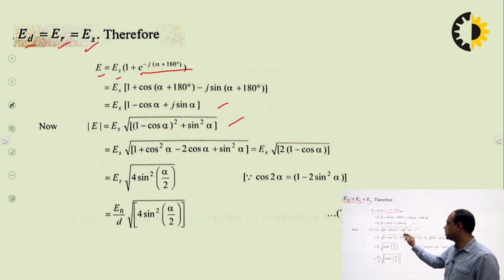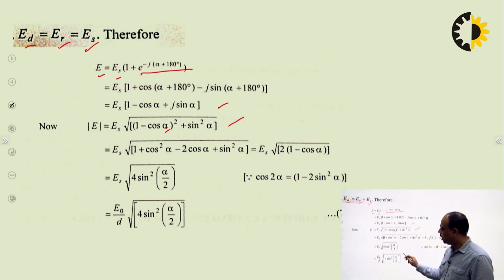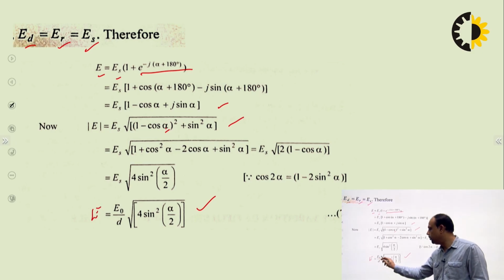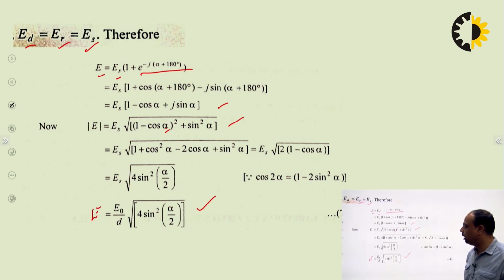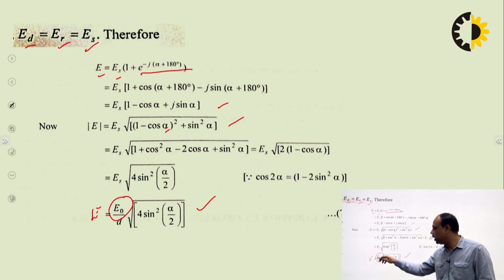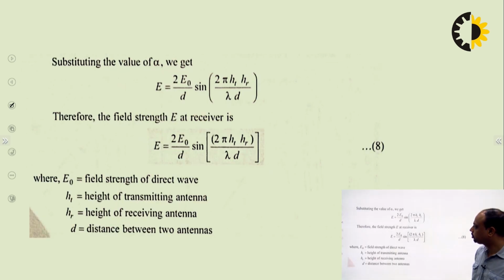By expanding the cos alpha whole square and solving using the half angle formula, we have the electric field strength received equal to E naught by d times the square root of 4 sin square alpha by 2, where alpha is the phase difference due to the path difference between the two waves, that is the direct wave and the reflected wave. E naught is the strength radiated by the transmitting antenna.